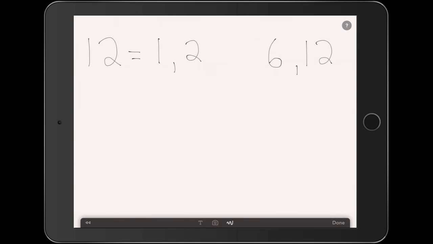Finally, I can ask myself, does 3 fit in the factors of 12? Well, yeah, because 3 multiplied by 4 equals 12. So now I'm finished because, as you can see, there's no numbers between 3 and 4 that are left over. So the factors of 12 are 1, 2, 3, 4, 6, and 12.